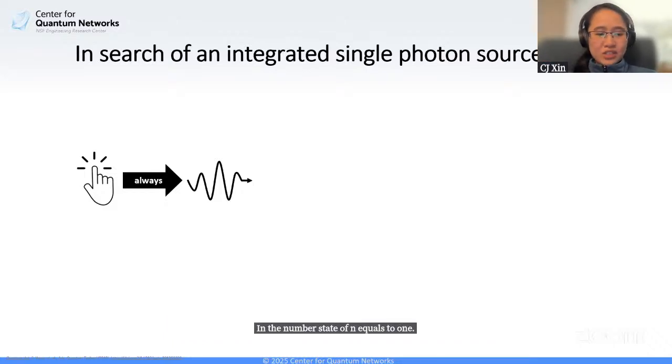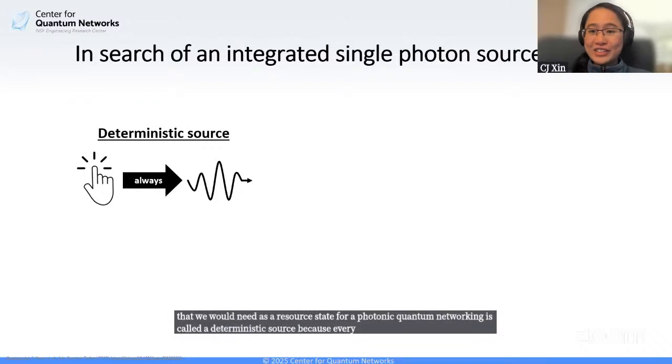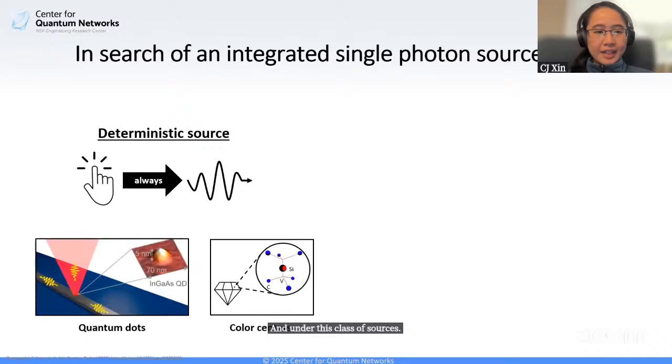So this genre of single photon sources that we would need as a resource state for photonic quantum networking is called a deterministic source, because every time you click, you're guaranteed to get one packet of light, one photon, out. And under this class of sources, there are, as Marco alluded to earlier, things called quantum dots and things called color centers. Those are the two that I'll be focusing on today.